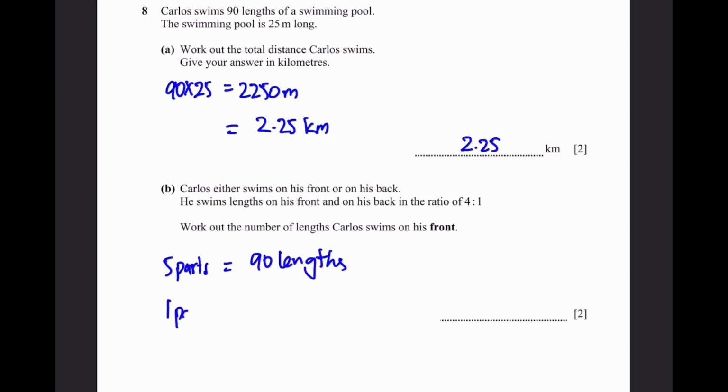Now 1 part equals 18 lengths. Now 4 parts for the front is equal to 18 into 4, 72 lengths. That's the answer.